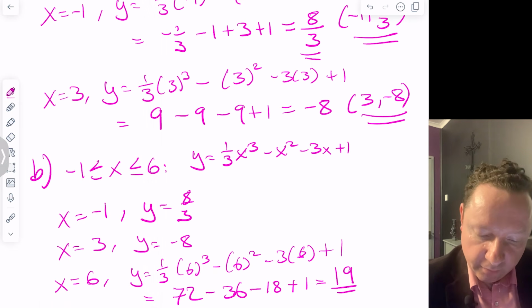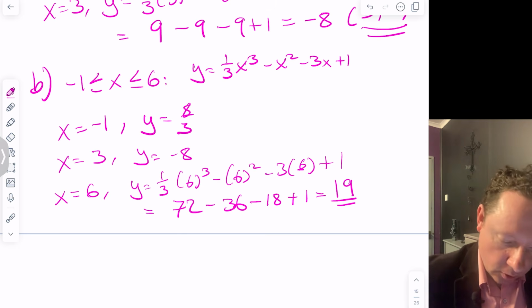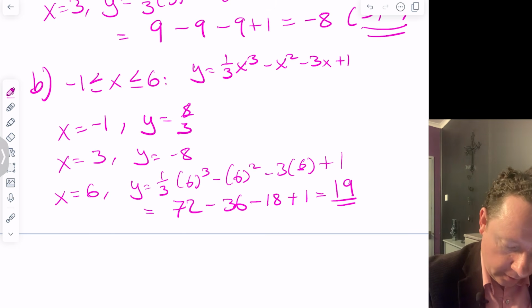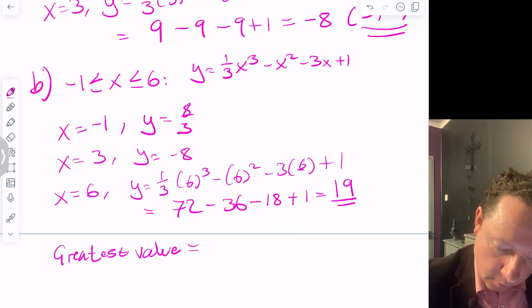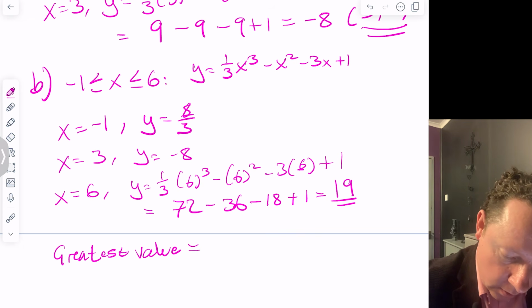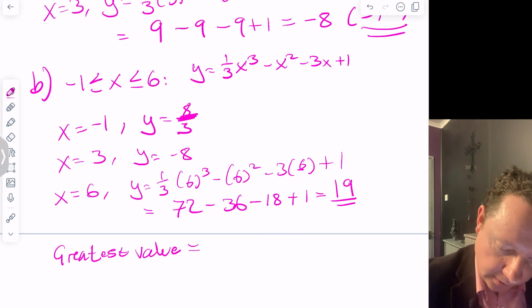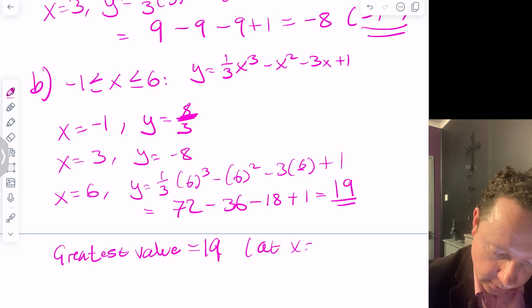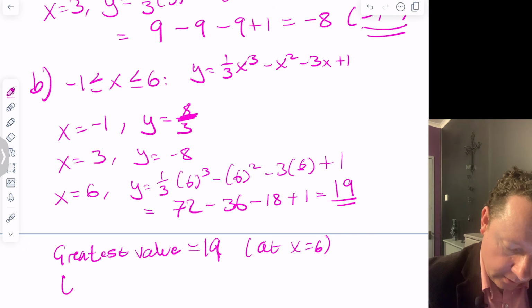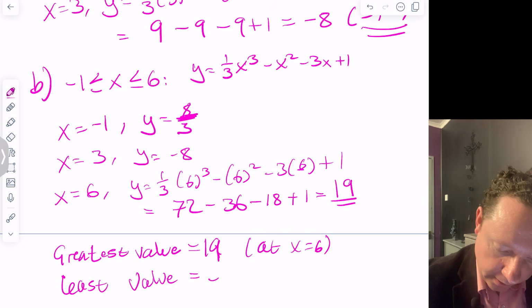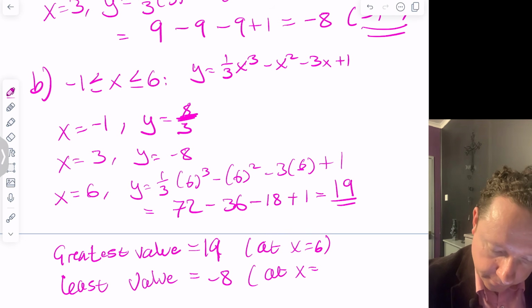So then we just say the answer. Now just answer the question. The greatest value is equal to the biggest of all the numbers. We've got 8/3, minus 8 and 19. 19, you could say at x equals 6, though you don't need to. And the least value is the smallest number, which is minus 8. And that occurs at x equals 3.